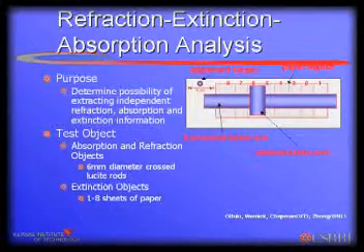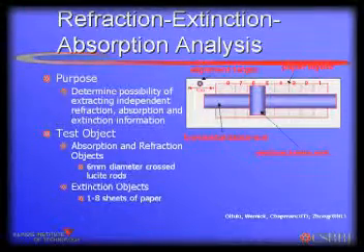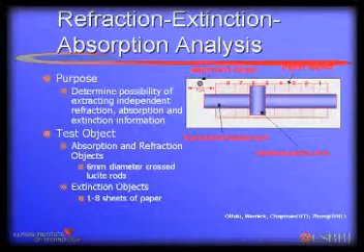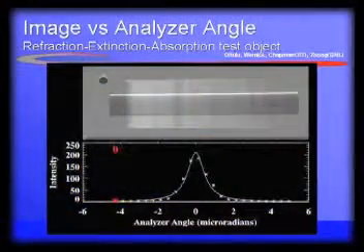This is a test object that has refraction. It's a lucite rod. Probably doesn't seem very medical to you, but it's a rod that gives us refraction and absorption contrast. Paper scatters X-rays quite well, and so we use paper as a scatterer. And the next slide will show an image of this test object.